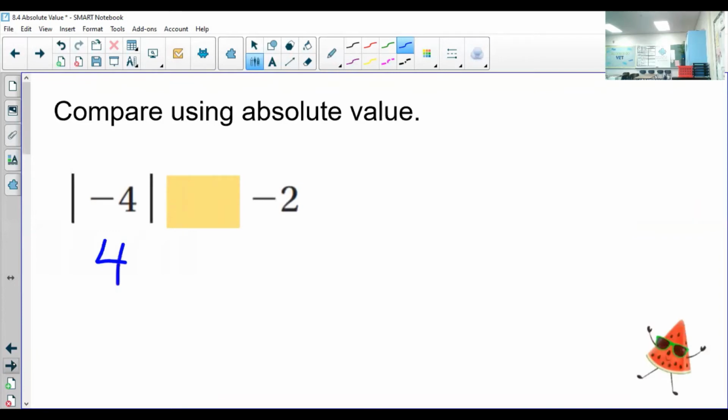So the absolute value of negative 4 is 4. So what's bigger, 4 or -2? Well, we know the absolute value of -4 is going to be greater than -2.